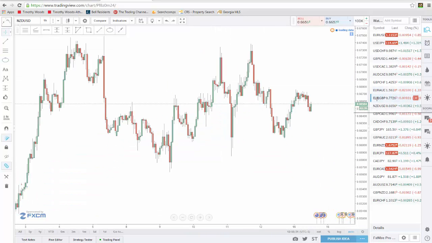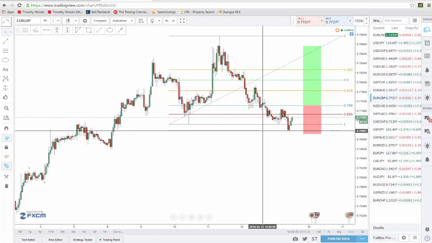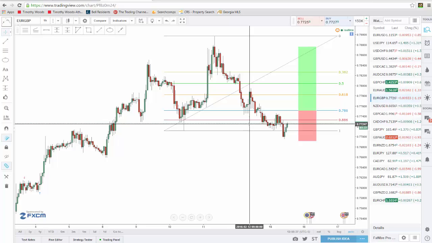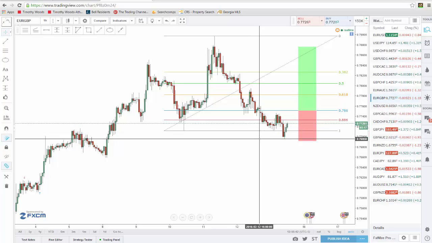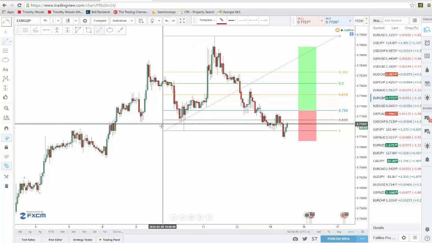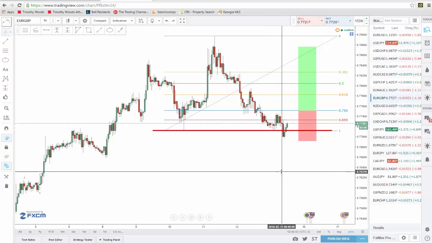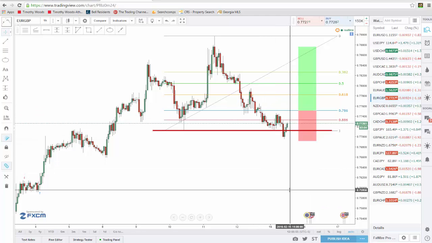We have a trade open right now on the Euro Pound. This was a 786 trade that we had, and we have come down very close to hitting our stop, and also we've closed below our previous structure level. So if we get back up to our entry, we'll be closing this trade at break even if we can get back up here to the 786 retracement.